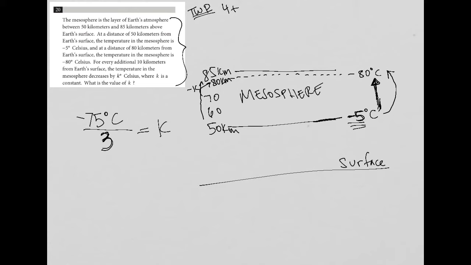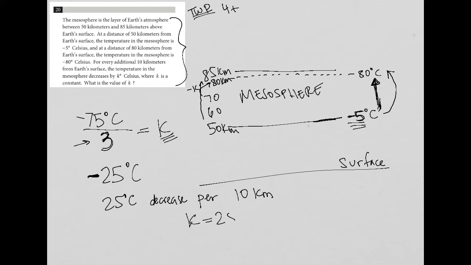Okay, so hopefully that makes sense. This 3 really represents 30 kilometers, but this K value is relevant to increments of 10 kilometers. So when I divide -75 by 3, I get -25 degrees Celsius. And again, this negative, right, we can't put negative signs as our answer. So this negative really just means 25 degrees Celsius decrease per 10 kilometers. Okay, so therefore K must equal 25.